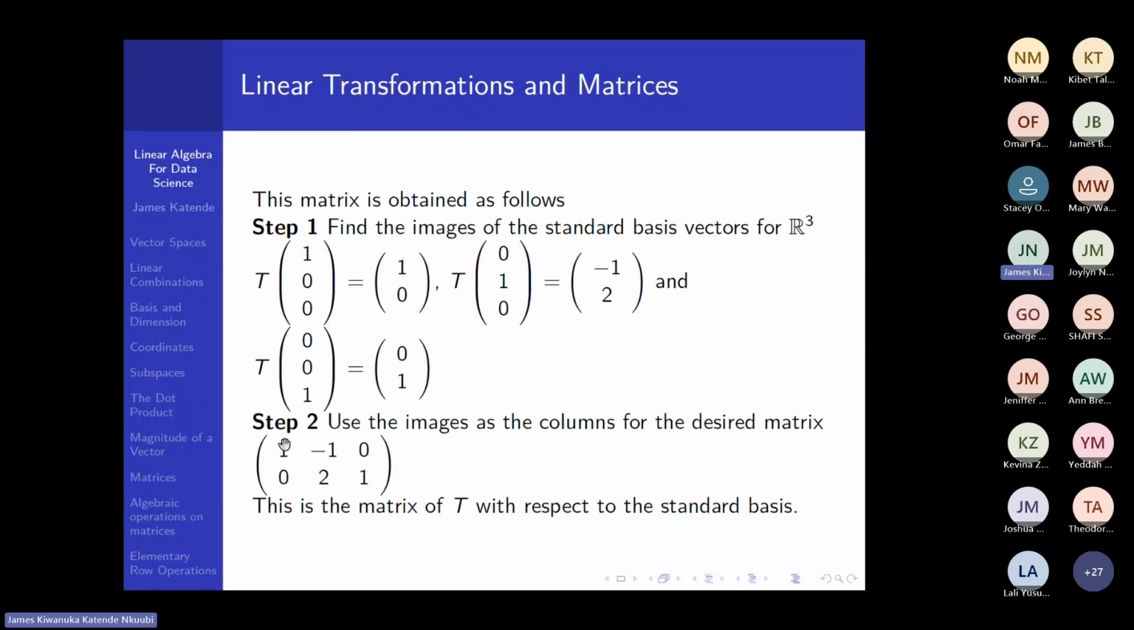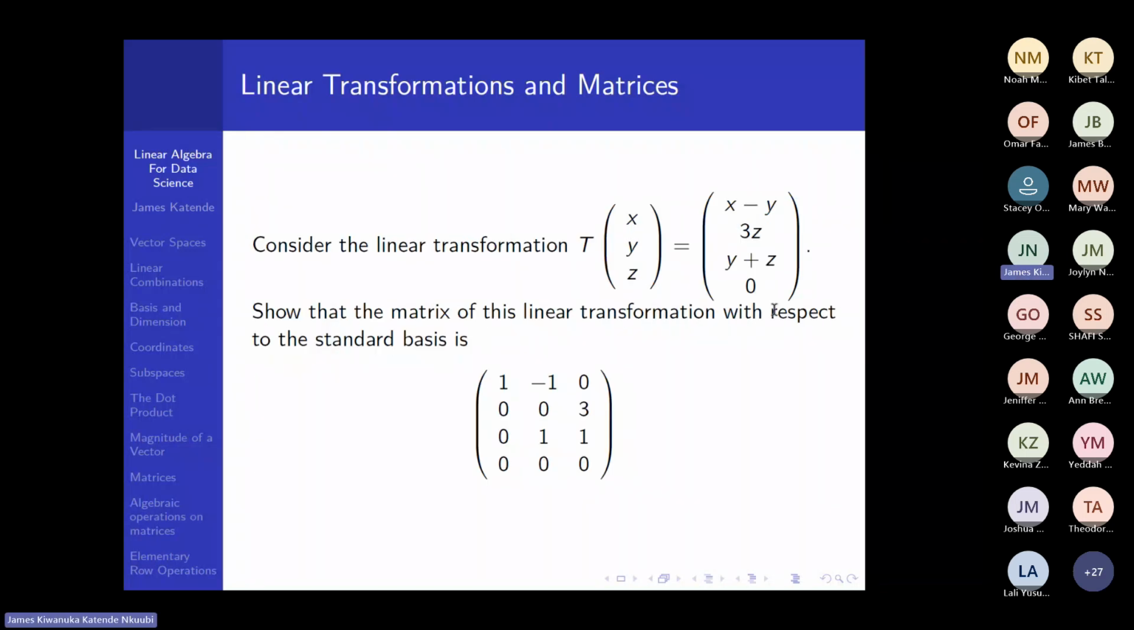But remember the process. The process is this. Pick the standard basis for the domain. In this case, again, your domain is R3. Find the images of the elements in the standard basis. Those images become your columns. So just double check that.